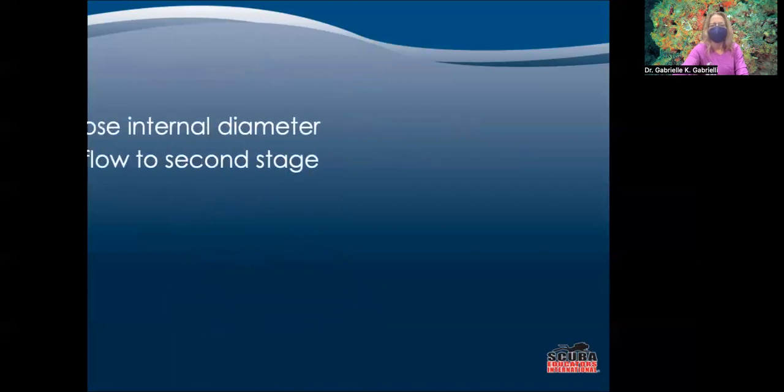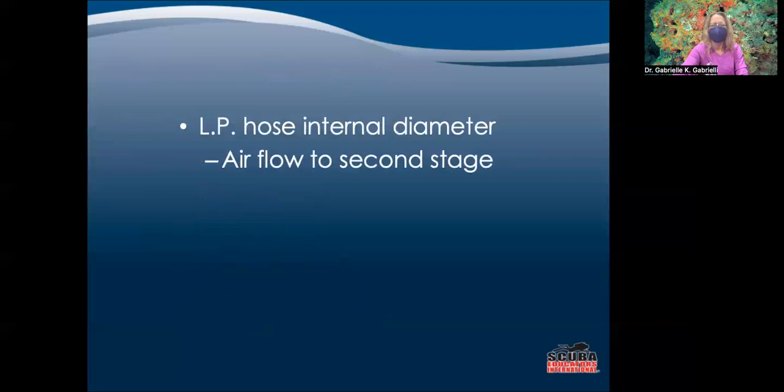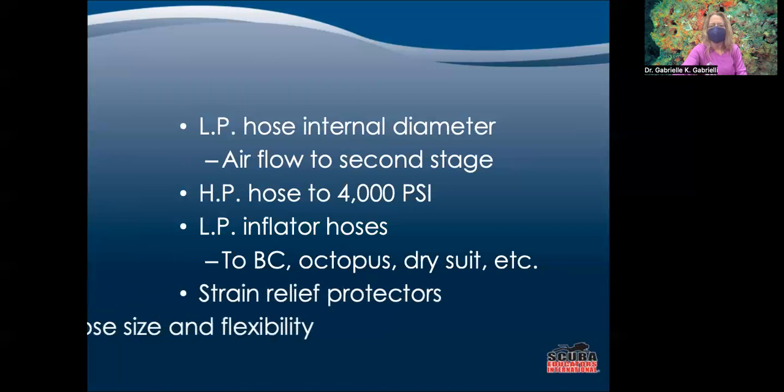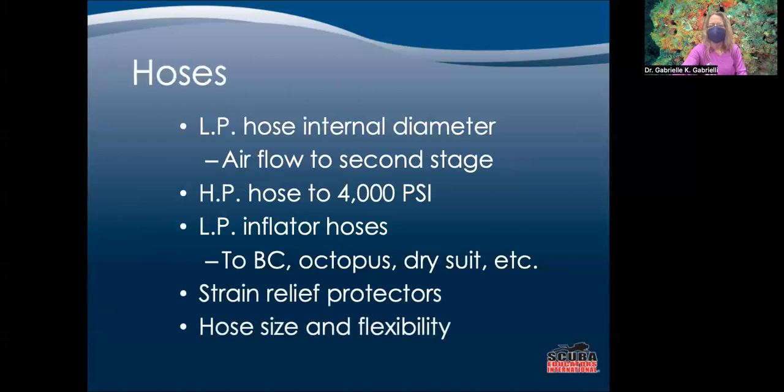All right. LP hose, internal diameter, airflow to second stage, high pressure hose to 4,000 PSI. 5,000 now. Okay, we should fix that then. Low pressure inflator hoses to BC, octopus, dry suit, and so on. Strain relief protectors and hose size and flexibility.